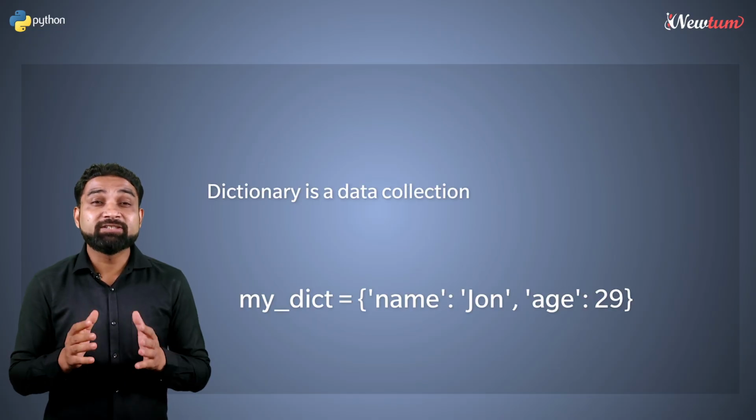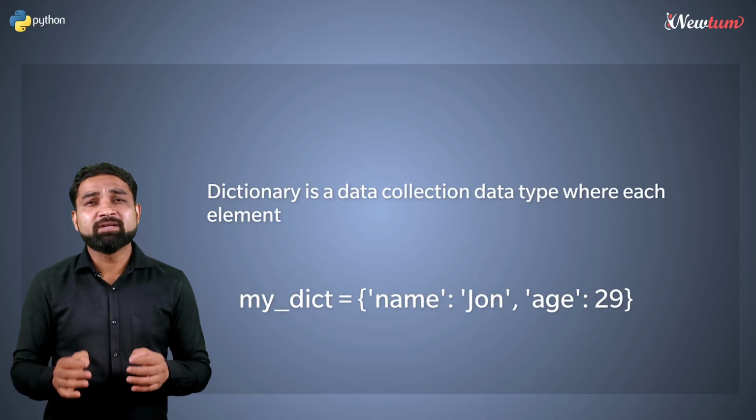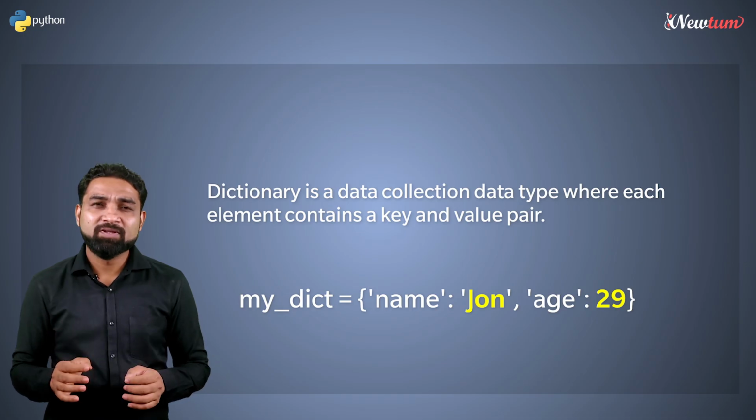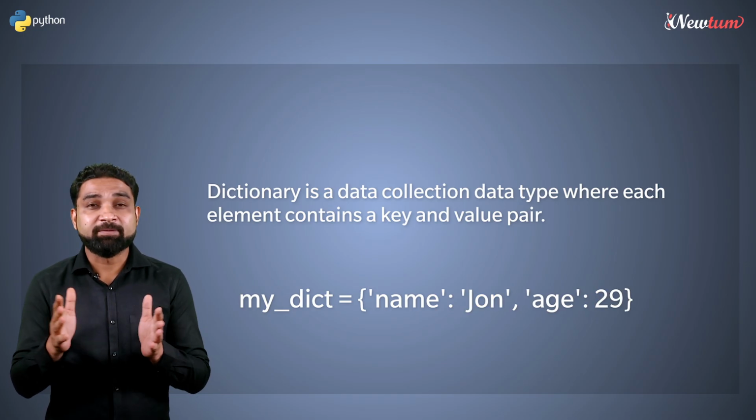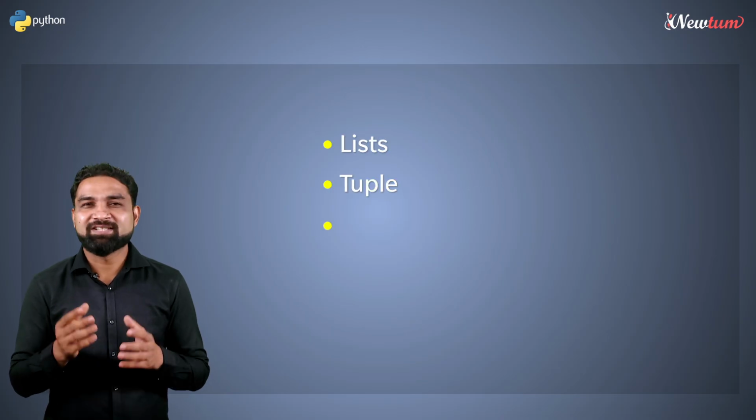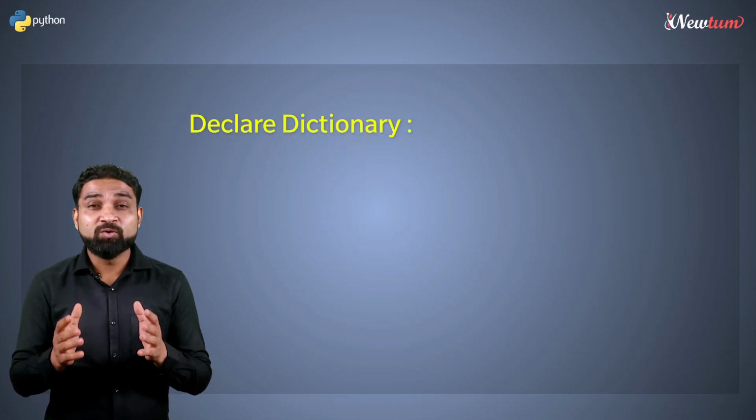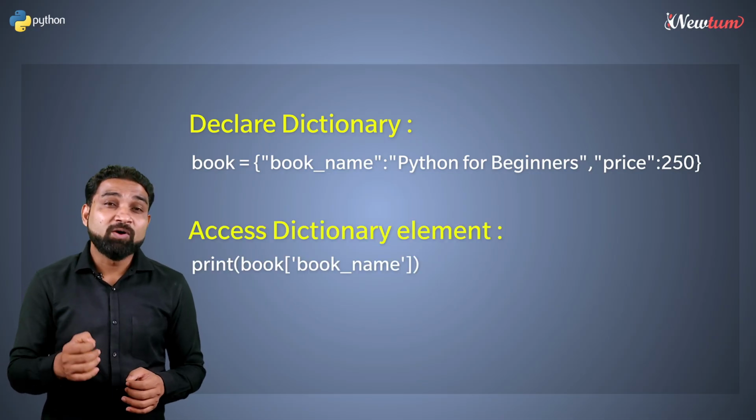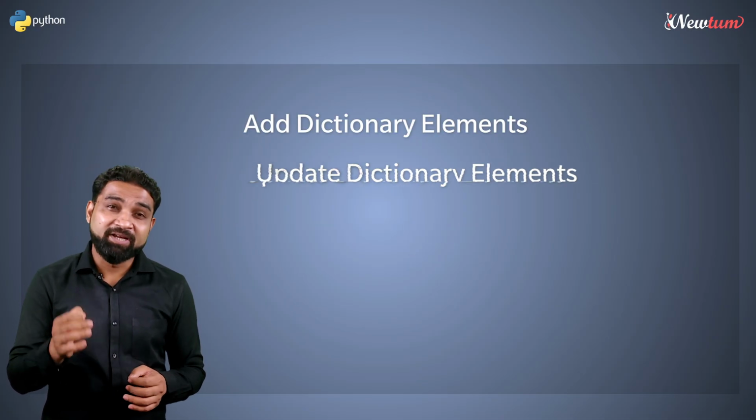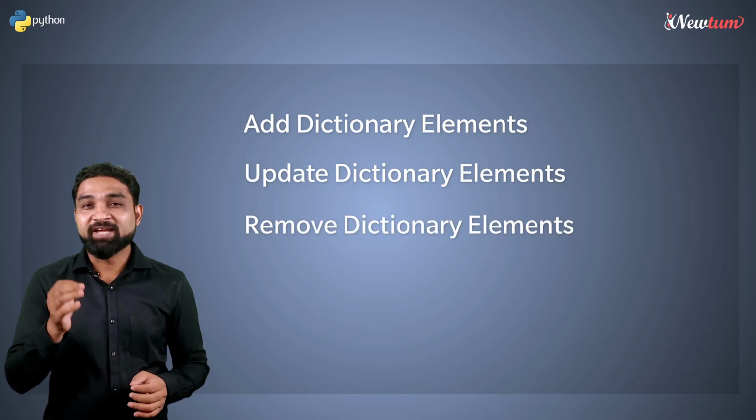Dictionary is a data collection data type where each element contains a key and value pair. Keys in dictionary differentiate it from other data collection data types like list, tuple, and set. We studied how to declare a dictionary and how to access its elements. We will now learn how to add, update, and remove the dictionary elements.